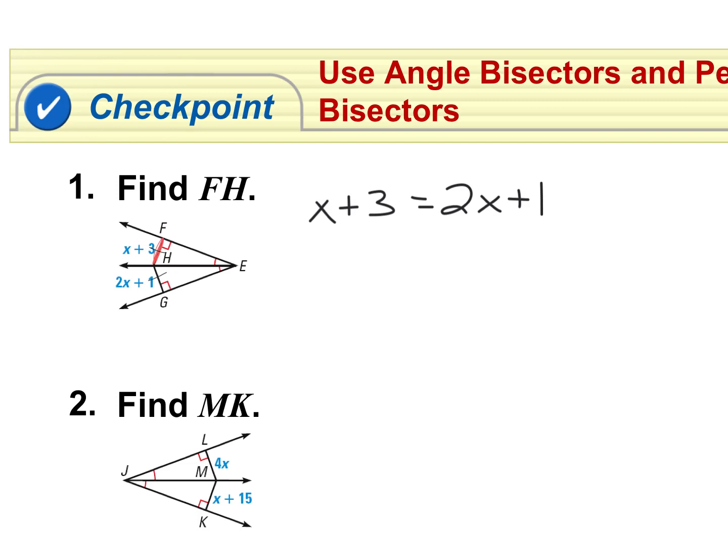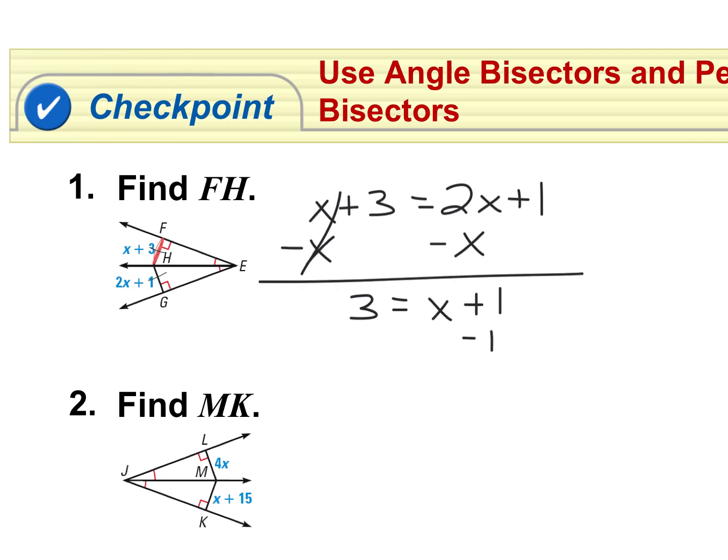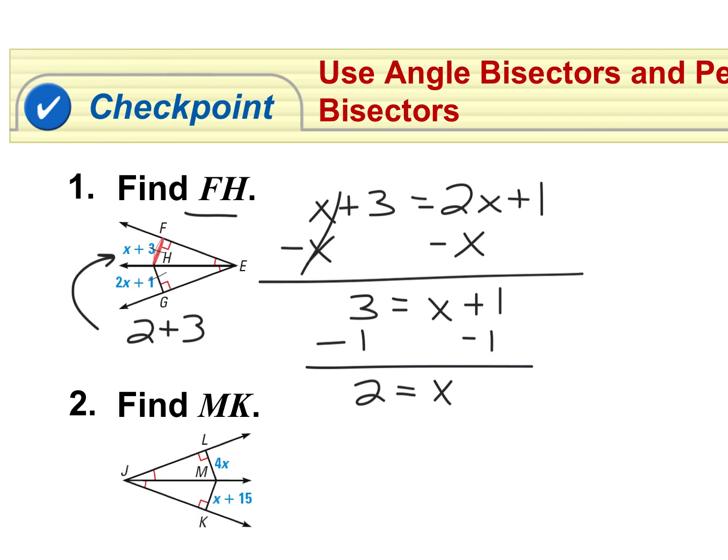What would my first step be? Combine like terms. So I'm going to take this x over, subtract x. So we have 3 equals 2x minus x, which is x plus 1. Subtract 1. So we have 2 equal to x. But it wants FH. Plug it in. Okay, so we have 2 plus 3. I'm just plugging it into that equation there. And what does that give you? 5.